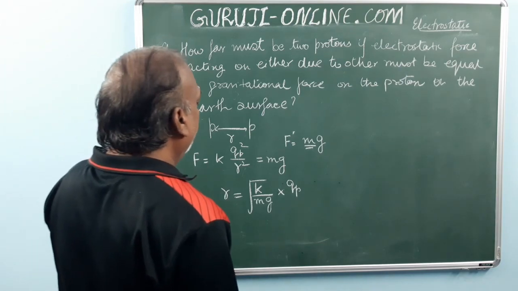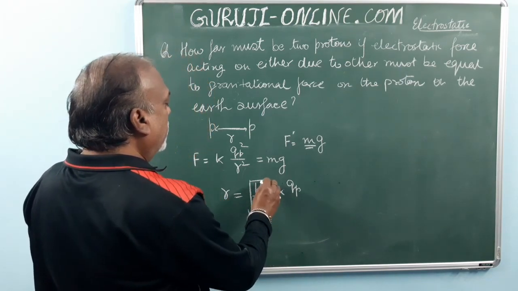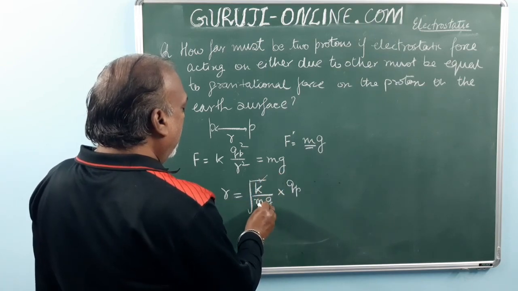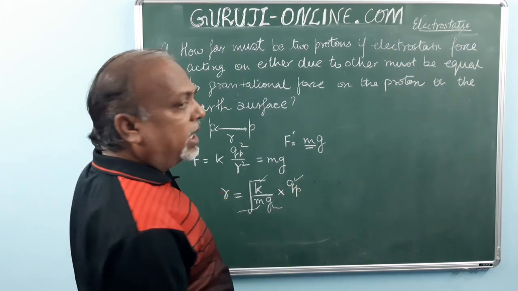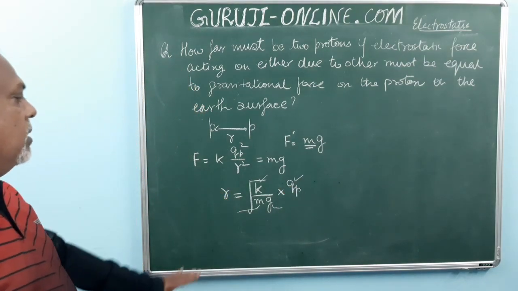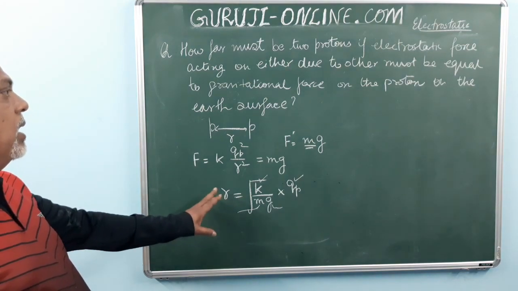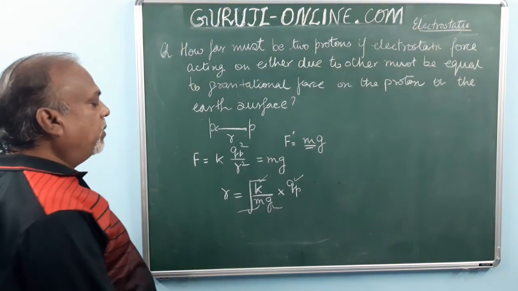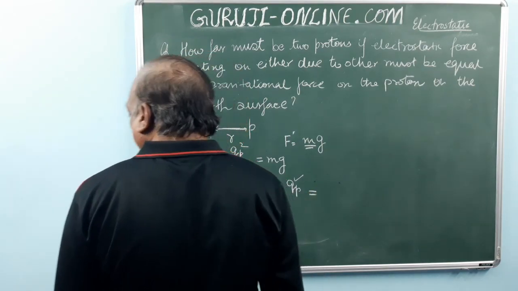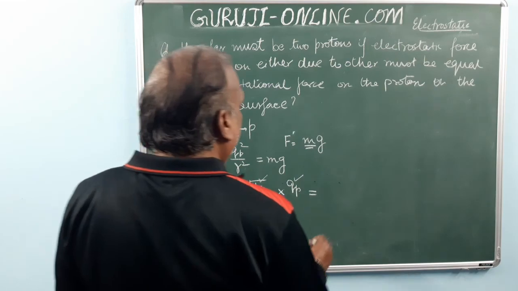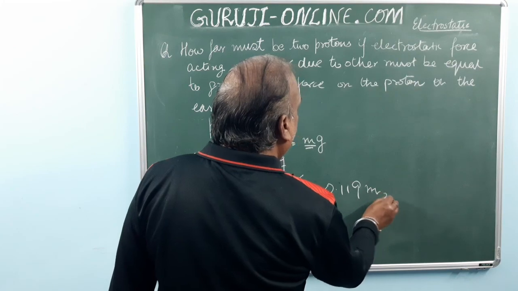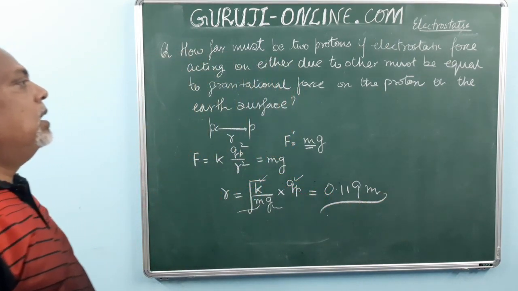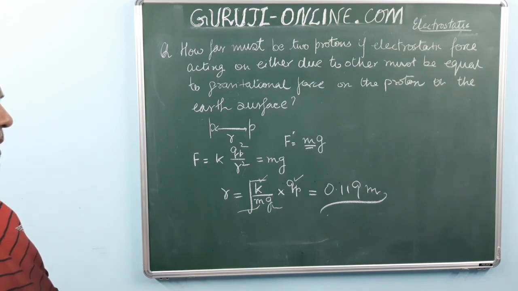So we can put the values. K we know, m mass of the proton we know, g we know, and Q P charge on the proton also we know. So we can find out the distance between the protons. If you put all these values, then it will come as 0.119. So this is the distance at which they will experience the same force as the gravitational force.